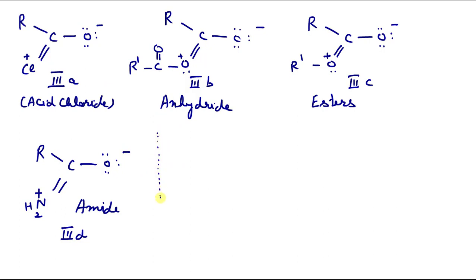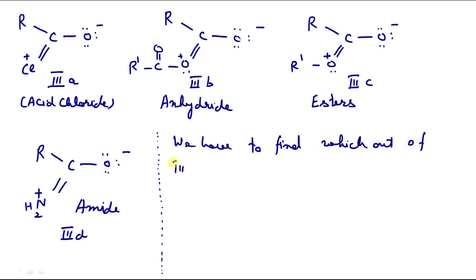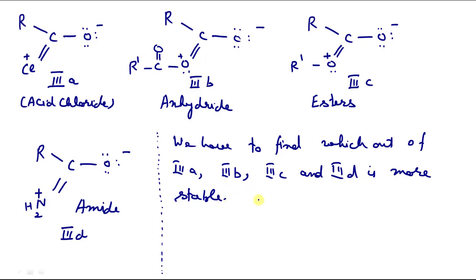So the one which is most stable, that carboxylic acid derivative will be most stable. So now our aim is we have to find which out of 3A, 3B, 3C and 3D is more stable. Depending upon that, if it is more stable, it will definitely have a higher contribution towards resonance hybrid. So that acid derivative will be more stable.